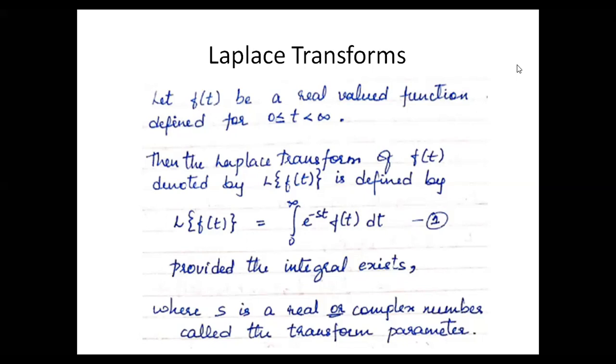Moving on to the definition part of it, let f of t be a real valued function defined for 0 less than or equal to t less than infinity. This is the interval for t. Then the Laplace transform of f of t, denoted by L of f of t, is defined by the integral from 0 to infinity of e power minus st f of t dt, provided the integral exists, where s is the real or complex number called the Laplace transform parameter.